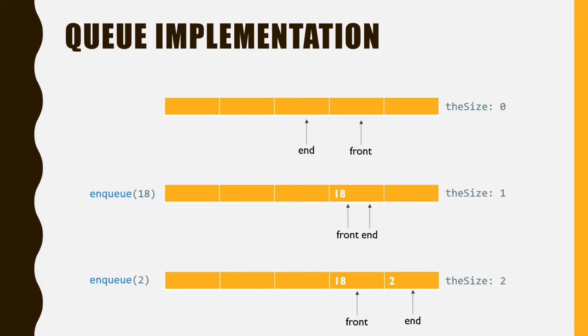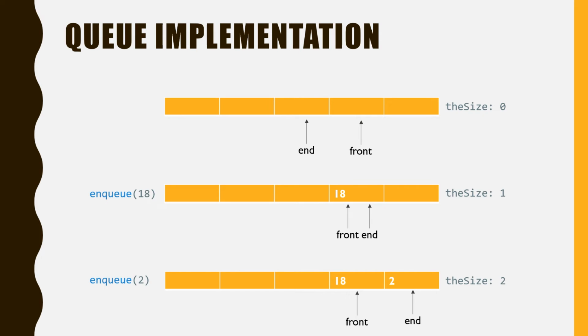Let's use a toy example to illustrate the idea of circular array. Starting with an empty array, we set the front index to an arbitrary index within the range, and the end index one position before the front index. We also set the size of the array to 0.